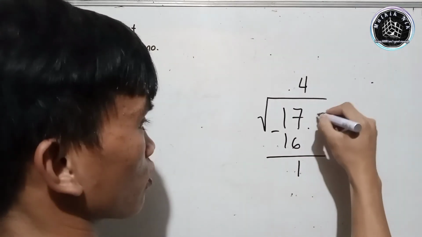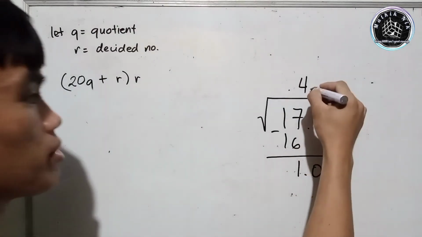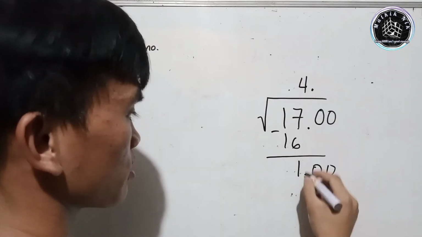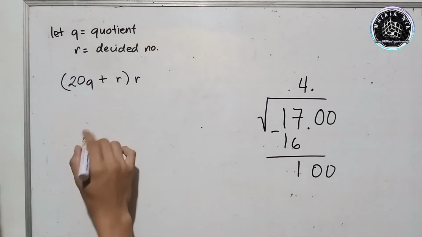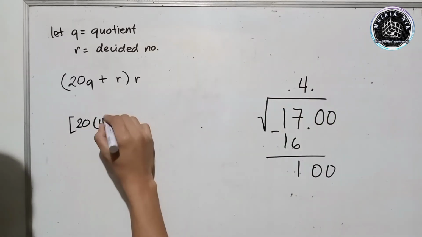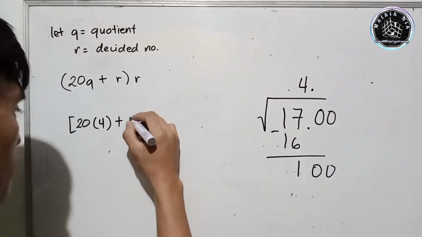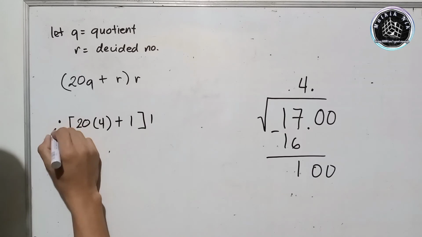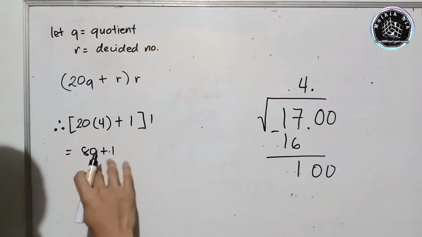So you bring down two zeros at the right, imaginary zeros. So we will put a decimal point here since we have a decimal point, but this is imaginary, so we will not put it here. So apply the formula: 20 times the quotient, which is 4, plus the decided number. We can start from the lowest number, which is 1. So 20 times 4 is 80 plus 1, times 1 is still the same.